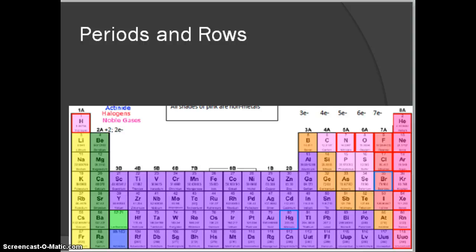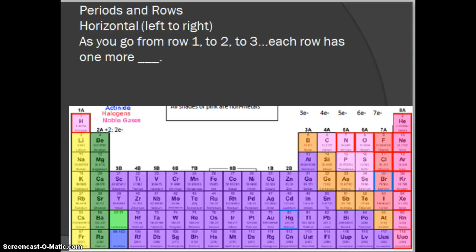So let's talk about periods and rows. Periods and rows go horizontal, or in other words, left to right. So row 1 is hydrogen and helium. Row 2, lithium, beryllium, boron, carbon, nitrogen, oxygen, fluorine, and neon. Row 3, row 4, row 5, all the way to the end, row 6, and row 7.